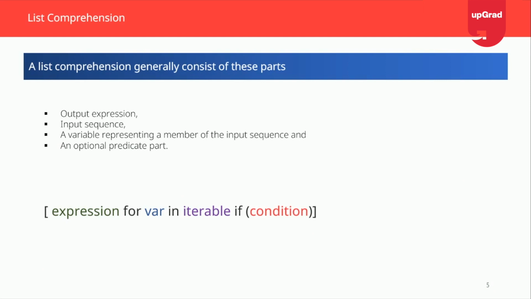As per the previous example, we saw an output expression, which was x raised to power 2. We saw an input sequence, which was the range function. We saw a variable representing a member of the input sequence, which was x, and an optional predicate part, which was the condition. Here at the bottom, you can see the syntax of writing the list comprehension.